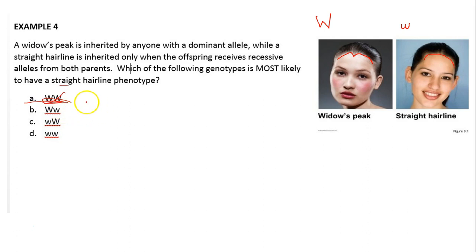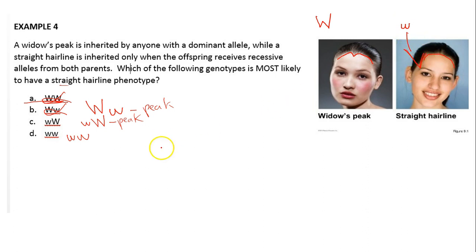Big W, small w: this is widow's peak and then straight hairline. But widow's peak is dominant, so it's going to overshadow the straight hairline, and this person is going to have the peak. So we know this is not the answer. Same thing with C, small w, big W. The big W for widow's peak is going to overshadow the small w, and so they're going to have the peak.